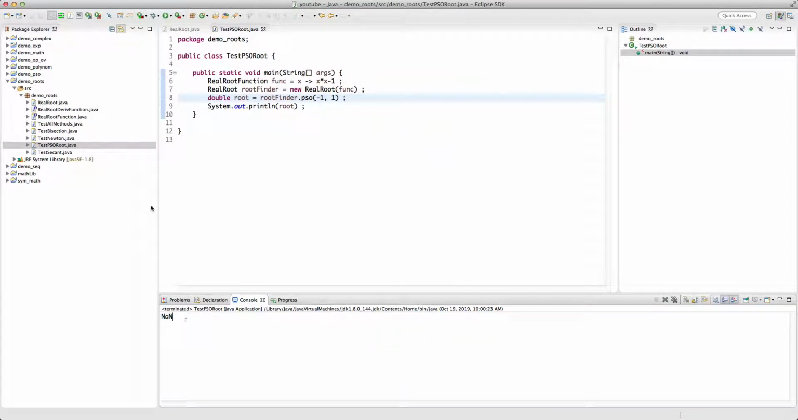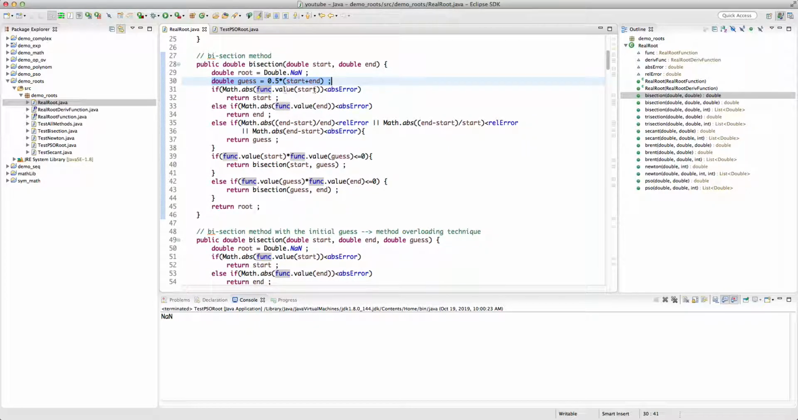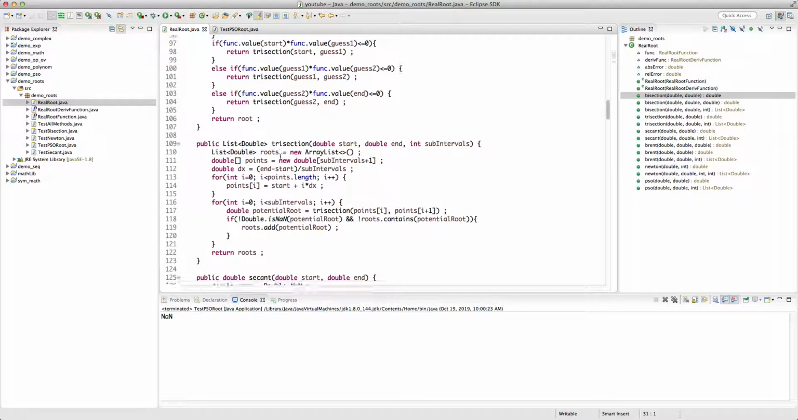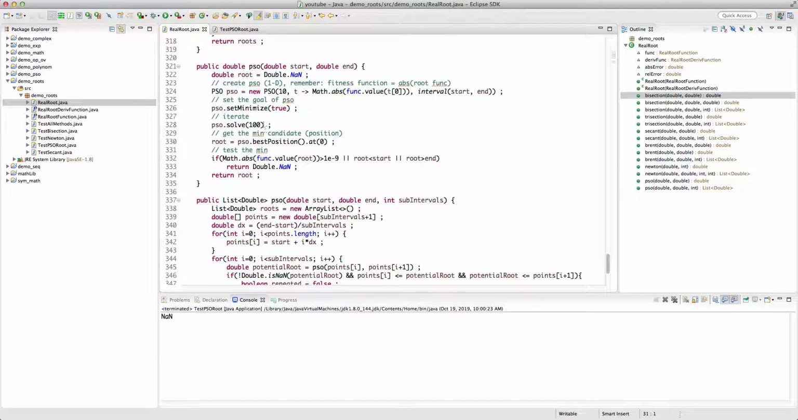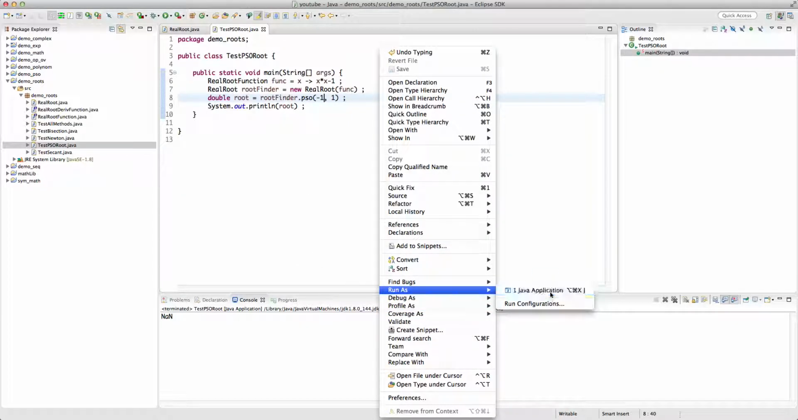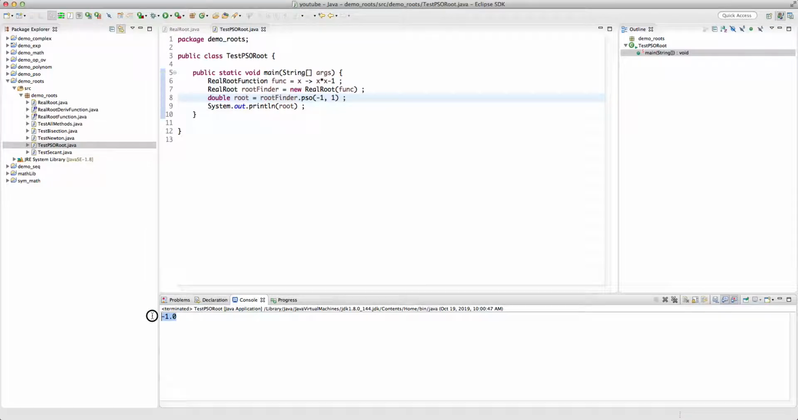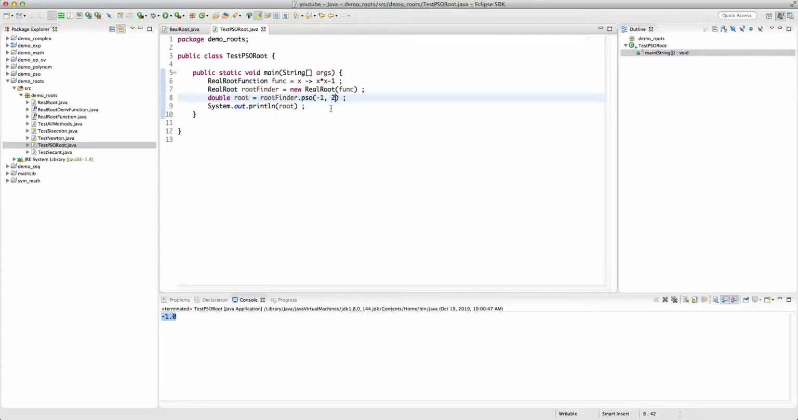It's not able to find it. That's because we didn't add the test for the start and end value. So let's go and do this too. For the start and end value, we're going to check the start and end in the beginning. Now it's able to find it, and it checks the start value first.